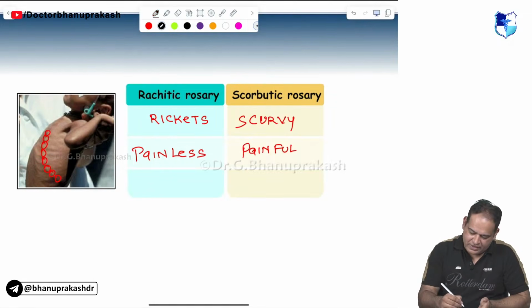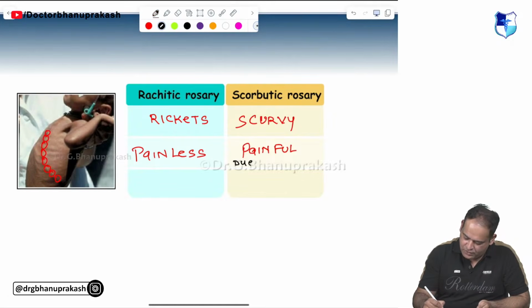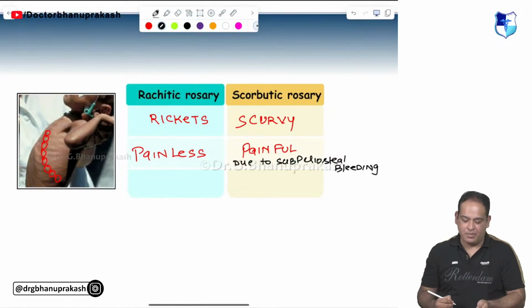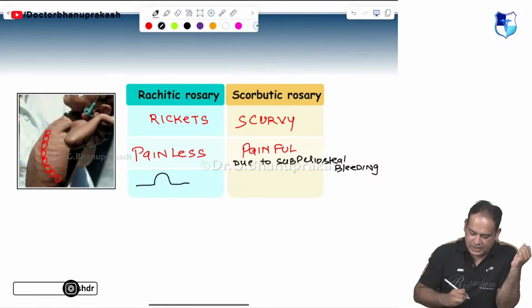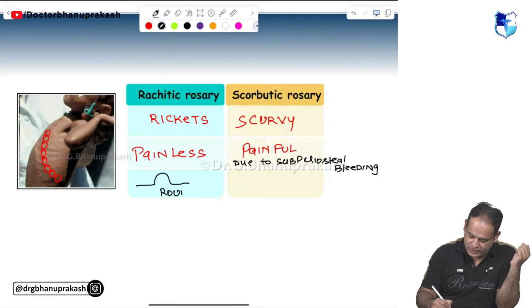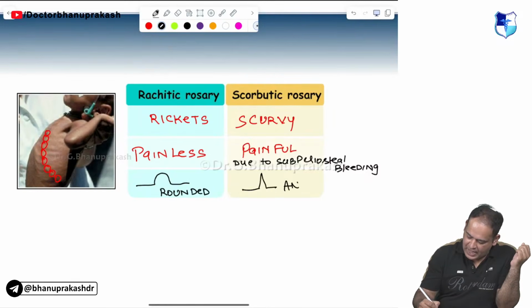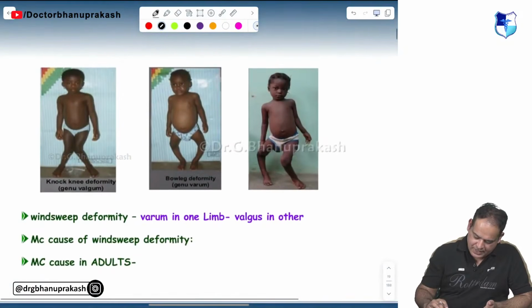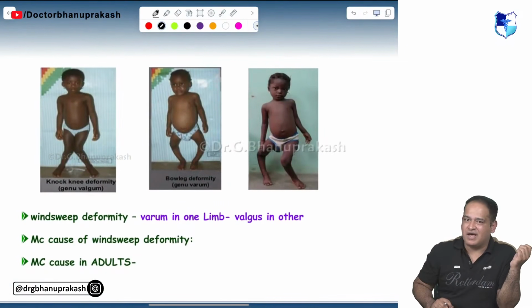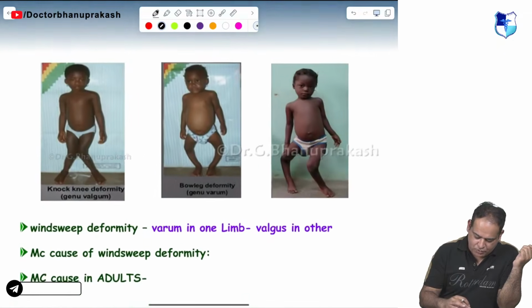So here, why is it painful? It is painful due to subperiosteal bleeding. If you touch the rachitic rosary, it will be rounded. If you touch the scorbutic rosary, it will be angular, pointed. Then multiple deformities are there. I'll zoom it up. Fine.